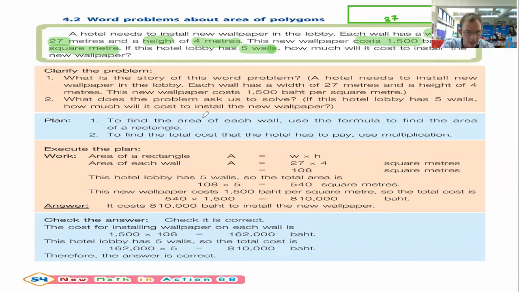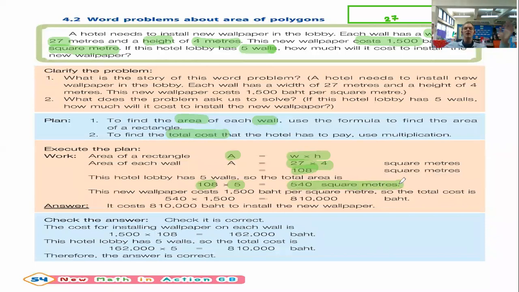So our plan is to find the area of each wall firstly, so we use the formula to find the area of a rectangle. After that, we find the total cost by using multiplication. So first, our area is width times height, 27 times 4. So for one wall, we have 108 square meters. But we want the total square meters for 5 walls. So we take our 108 and multiply by 5, and that will give us 540 square meters.